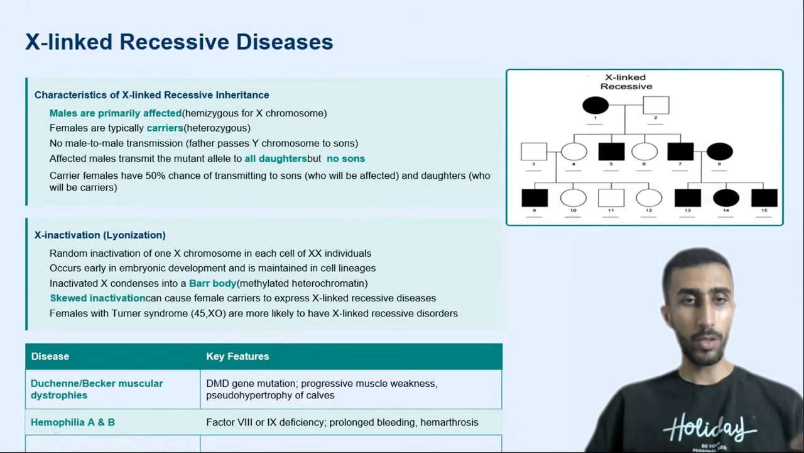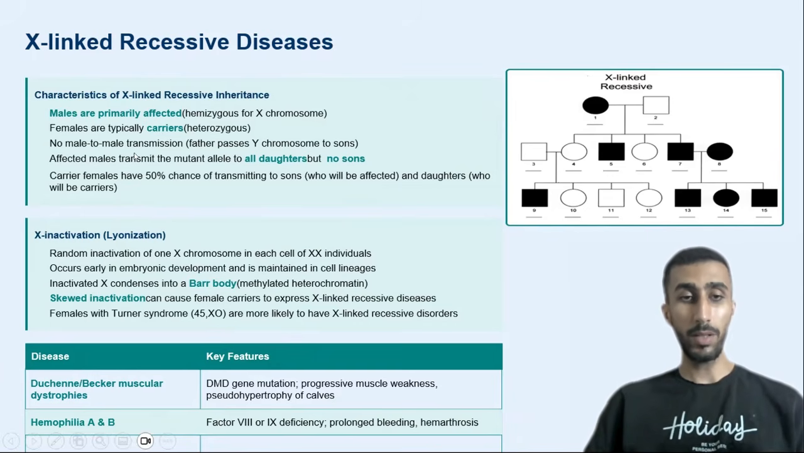They don't have another X. So if we got one affected allele, we got the condition. So this is why the males are primarily affected. They are hemizygous. Females are typically carriers. So typically, if the females have one diseased allele, they have a compensatory normal one, another X chromosome. So they are typically carriers.